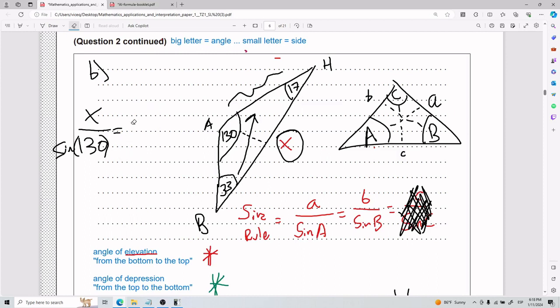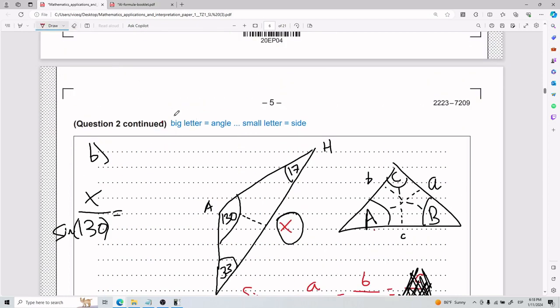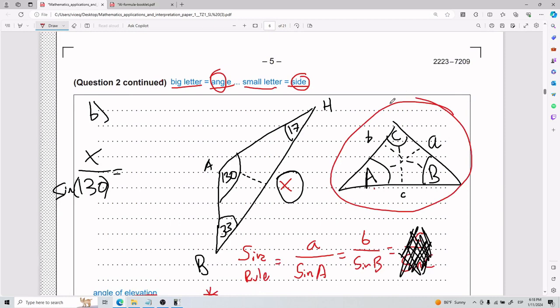Now I needed to do that whole blah blah so you understand why we're doing what we're doing. If I were to just show you the answer, what is that going to help you for the test? So we're going for pairs because sine rule works in pairs. And when I talk about pairs, I'm talking about an angle with a side. How do you know which is which? Big letter, angle, small letter, side. Draw this diagram, don't forget it.